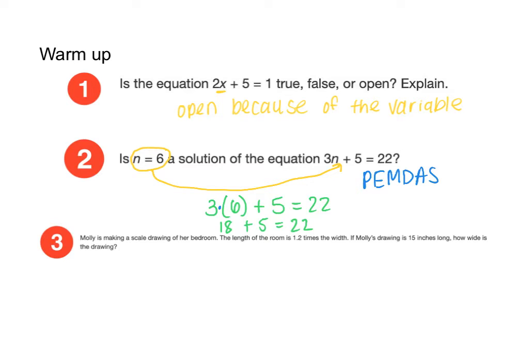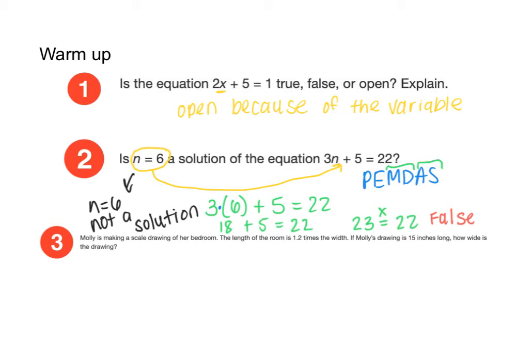Next we can do addition and subtraction because we finished multiplication and division. 18 plus 5 is not 22, it's 23, which does not equal 22. You cannot say that, so therefore this is a false equation. So in the end, our answer is n equals 6, not a solution. And this would be our answer.